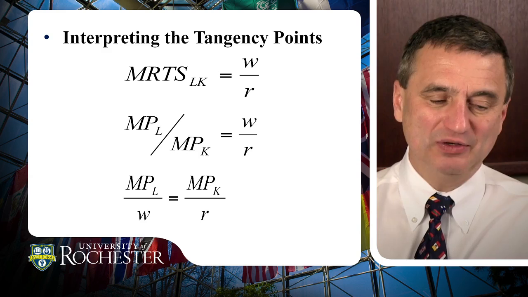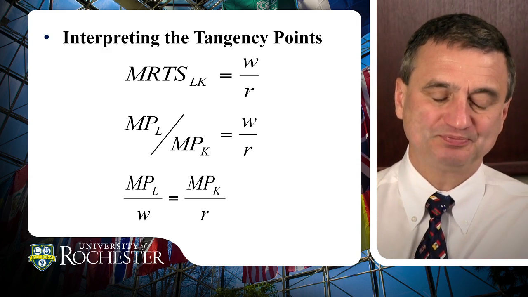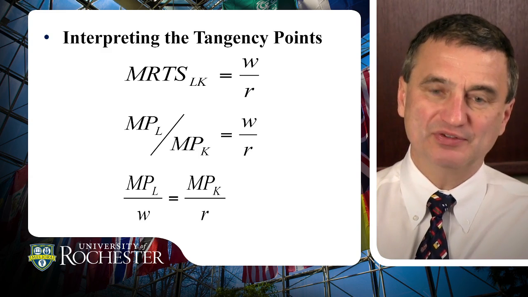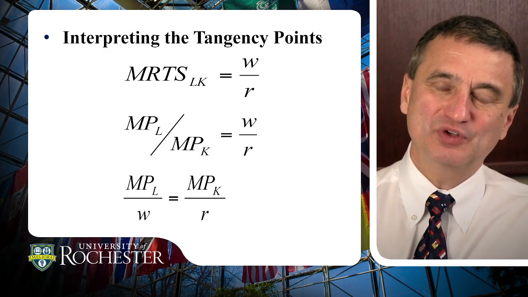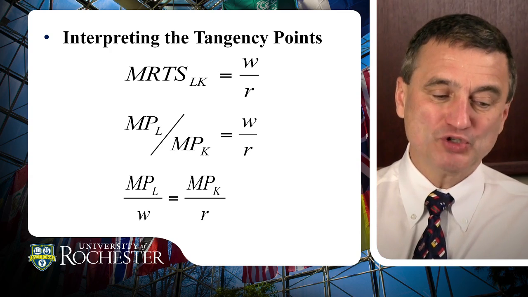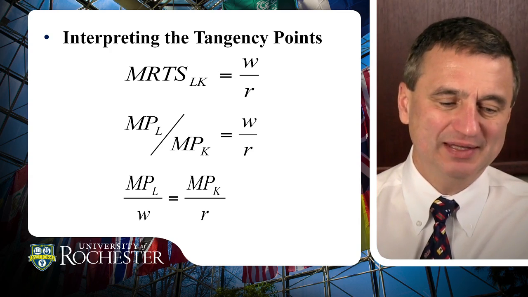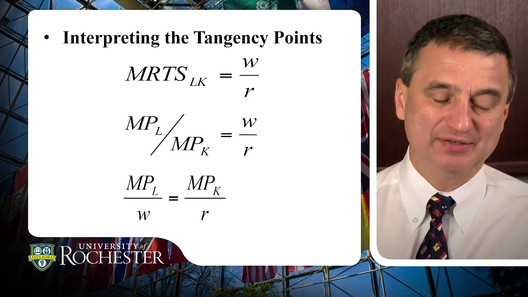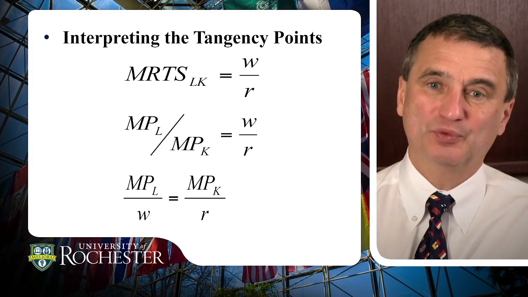And then let's, in the final line, rearrange things further. What that means is at the least costly way to produce a given output level, the marginal product of labor divided by its wage rate is the same as the marginal product of capital divided by its input price, the rental rate of capital.